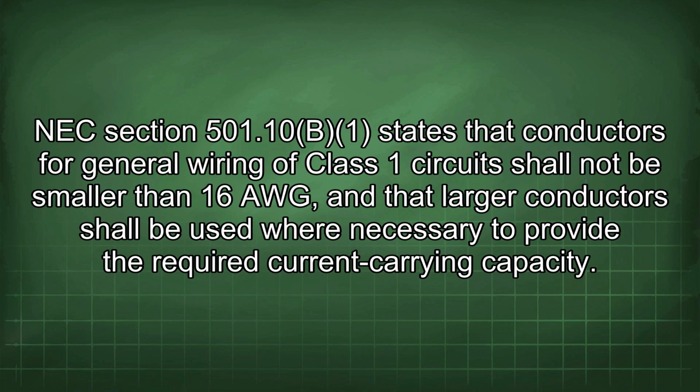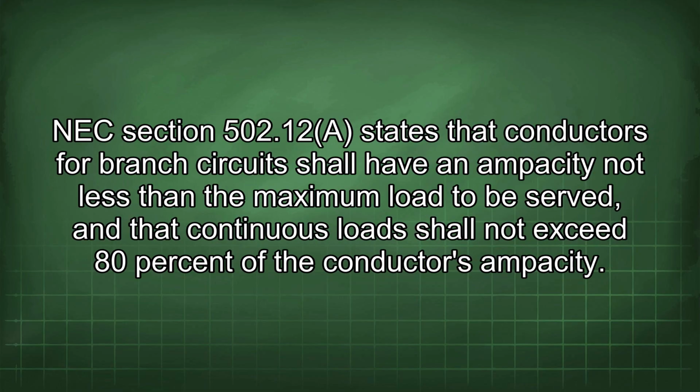NEC Section 501.10 states that conductors for general wiring of Class 1 circuits shall not be smaller than 16 AWG, and that larger conductors shall be used where necessary to provide the required current carrying capacity. NEC Section 502.12 states that conductors for branch circuits shall have an ampacity not less than the maximum load to be served, and that continuous load shall not exceed 80% of a conductor's ampacity.